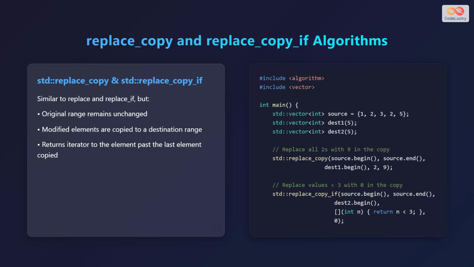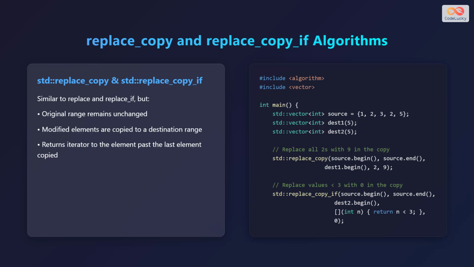First, we include the necessary headers, which are algorithm and vector. Inside the main function, we create a vector of integers named source and initialize it with some values. Then we create 2 more vectors of integers named destination1 and destination2, both with size 5. Next, we use the replace_copy algorithm to replace all occurrences of the value 2 with the value 9 in the copy and store the result in the destination1 vector.